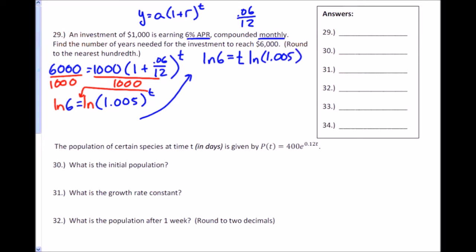And now this has become a multiplication problem. To undo multiplication, I have to divide. So I divide each side by that natural logarithm. And now this becomes a job for my calculator. And really, it looks very similar to my change of base formula because that's another way we can approach this. And again, just make sure when you plug it into your calculator, you put parentheses around that 6 and parentheses around the 1.005.